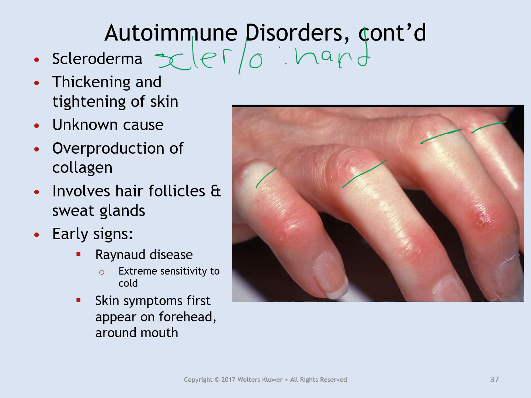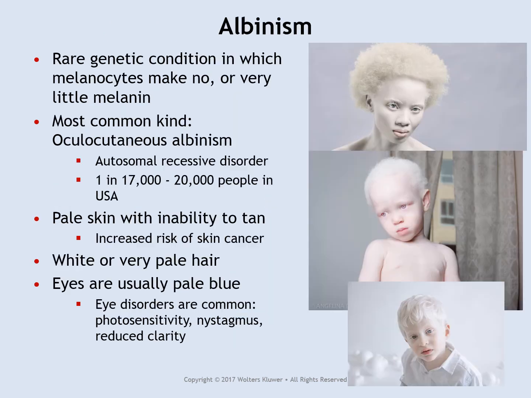Your early sign of scleroderma is Raynaud disease. Raynaud disease occurs when your patient gets really, really sensitive to cold objects. So they go to pick up, say, an ice cube out of the freezer and their hand goes numb. That's Raynaud disease, and that can be an early sign your patient's going to develop scleroderma later in life.